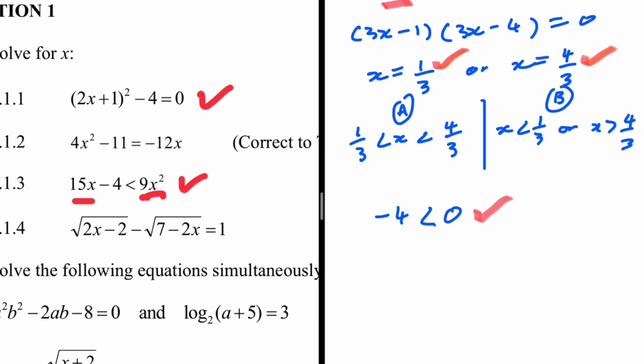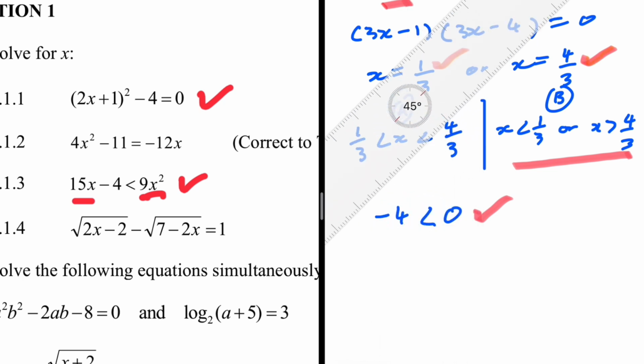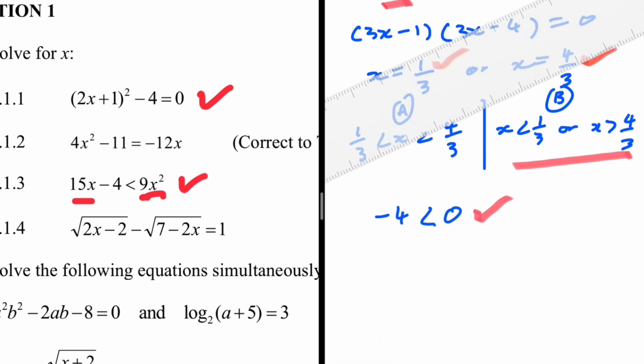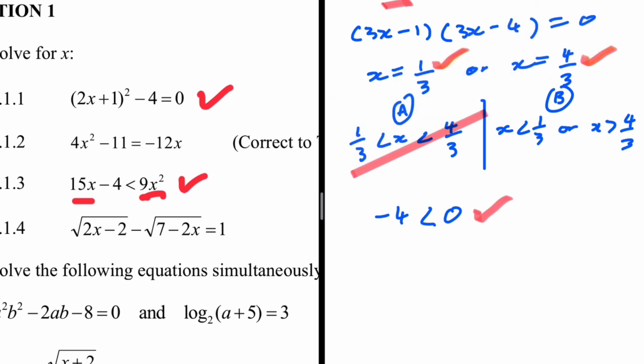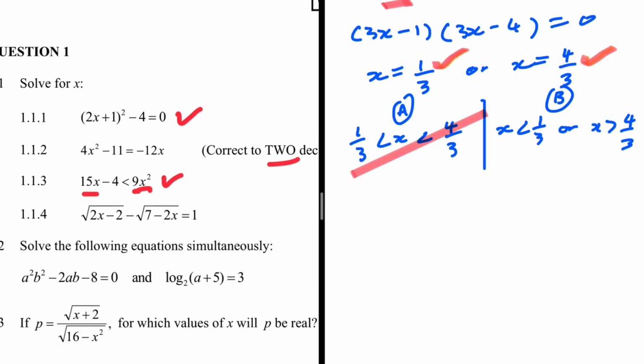So this means that our answer lies here and not here. Our answer is not between 1 over 3 and 4 over 3. It is outside those critical values. So that is not our solution. Our solution is that which we have there: x less than 1 over 3, x greater than 4 over 3. So there we go.